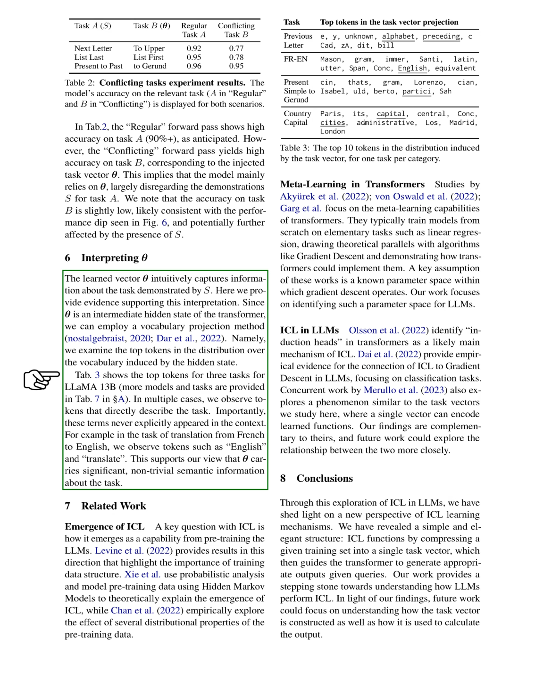Finally, we found that the learned parameter vector captures information about the task demonstrated by the demonstrations. We confirmed this by examining the top tokens in the distribution over the vocabulary induced by the hidden state. In multiple cases, we observed tokens that directly describe the task. This supports our view that the parameter vector carries significant, non-trivial semantic information about the task.